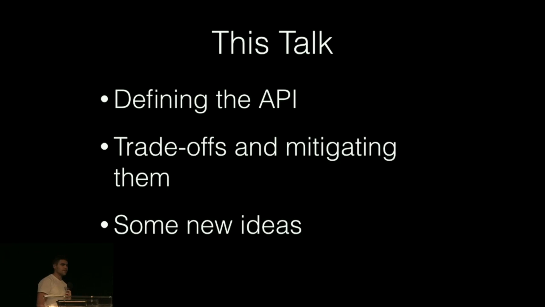In particular, during this talk, I'd like to explore some of the ideas that we've encountered building those APIs. In particular, start off by defining what exactly our API is, what our trade-offs are, and how we might mitigate them. And then finally wrap up with a few new ideas that we're seeing in the wild. So first up, defining our API.